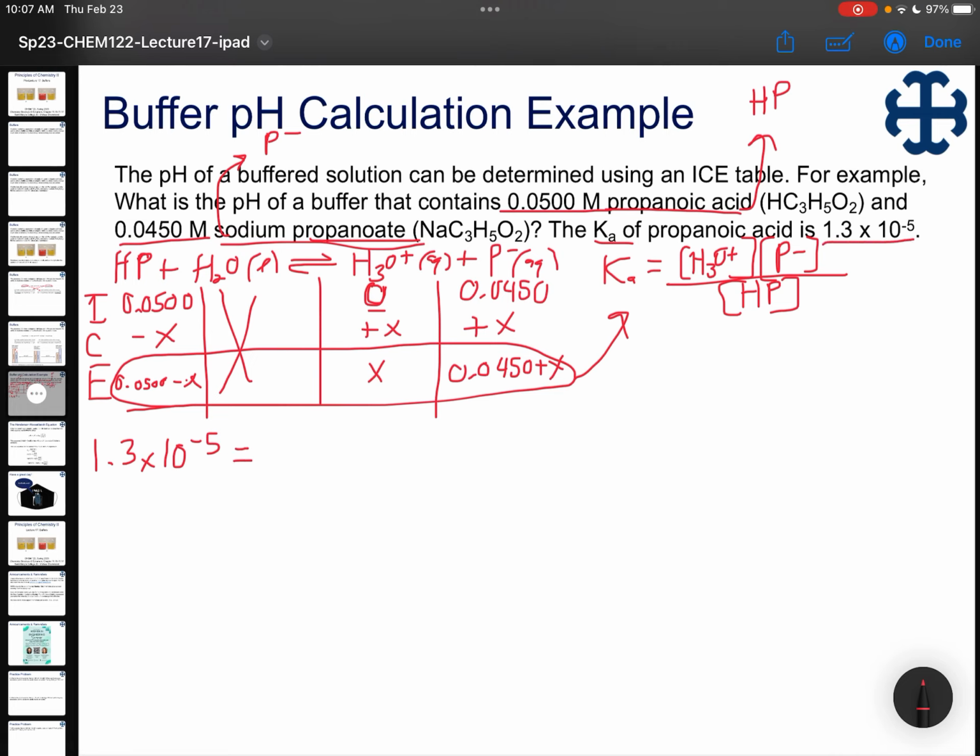And that is going to be equal to our concentration of H3O plus, we said, is X. Concentration of P- is 0.0450 plus X. Sorry for not the neatest writing. And then our concentration of propionic acid is 0.0500 minus X. So we can look at this, and if we do a little quick algebra in our head, we know, oh no, we're going to have to do the quadratic equation to solve this. We've got a lot of x's.